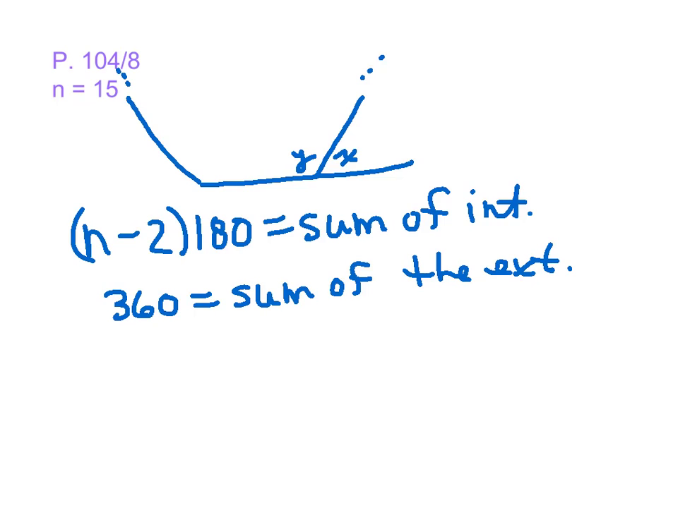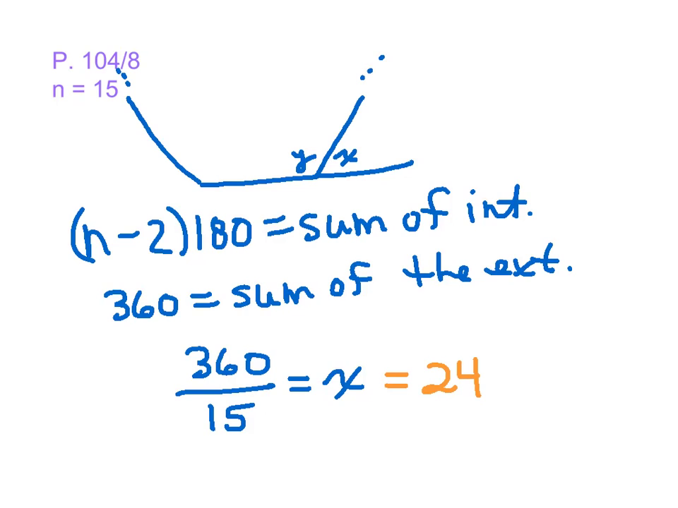So I think it's easiest to take 360 and divide it by 15, and that's going to give me x. Now why is that? If there are 15 sides, each exterior angle has to have the same measure. They're all congruent, so those 15 exterior angles have to share those 360 degrees. So we know, in this case, x has to equal 24.